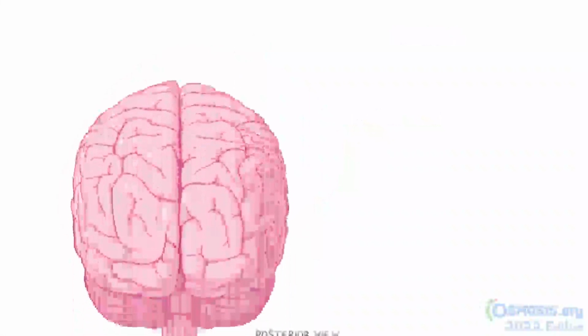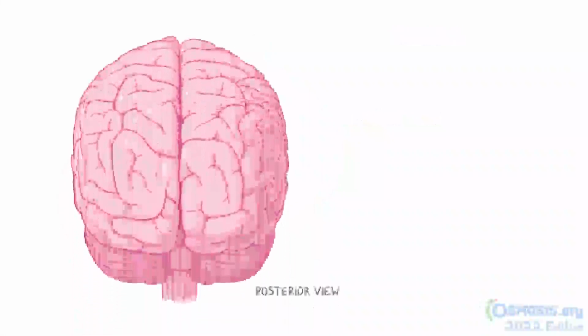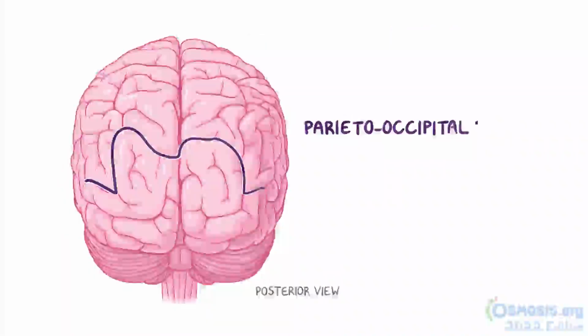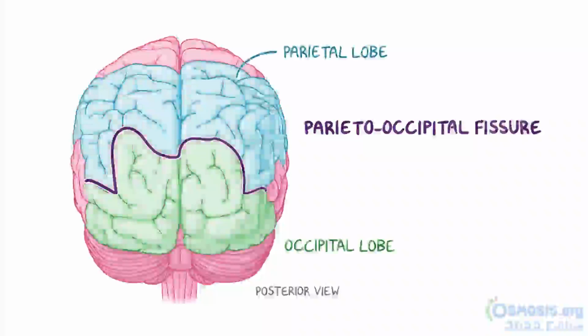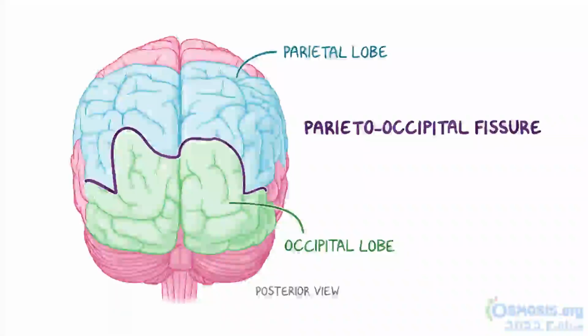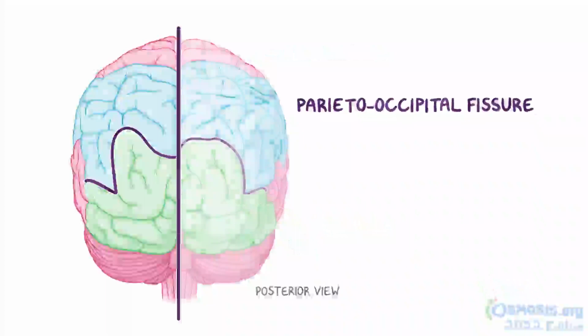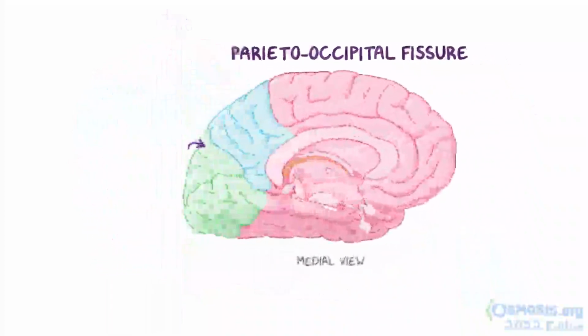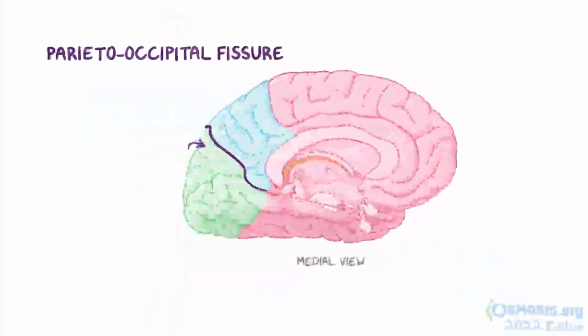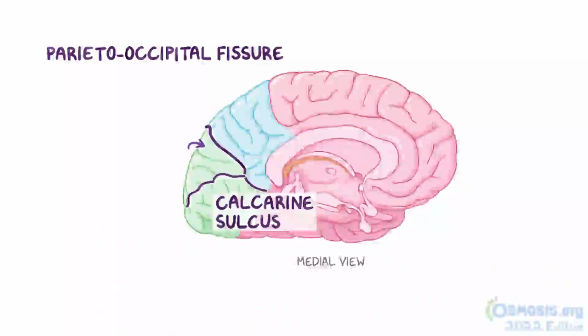Looking at the brain from a posterior view, around the posterior middle portion of the cerebral hemisphere, there's a fissure called the parieto-occipital fissure, which travels inferiorly and anteriorly. The parieto-occipital fissure separates the parietal lobe rostrally from the occipital lobe caudally. And from a medial view of the hemisphere, the parieto-occipital sulcus is joined halfway by the calcarine sulcus. The most caudal point of the occipital lobe is called the occipital pole.